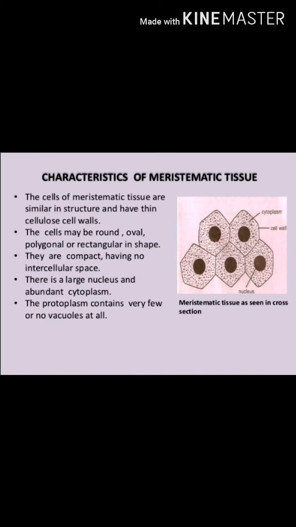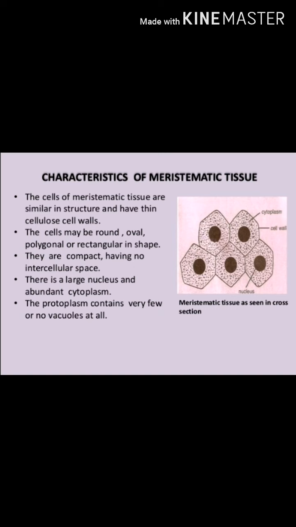Meristematic cells grow and divide repeatedly. So meristematic tissue takes part in growth by formation of new cells. Plants continue to produce new leaves, stems, branches, flowers, and fruits. So they are formed by meristematic cells.